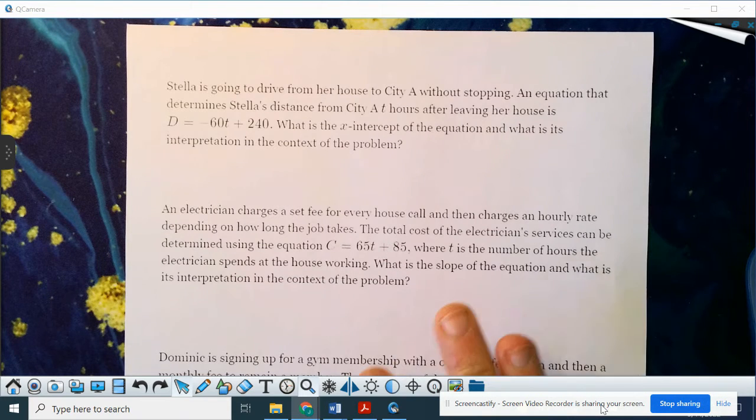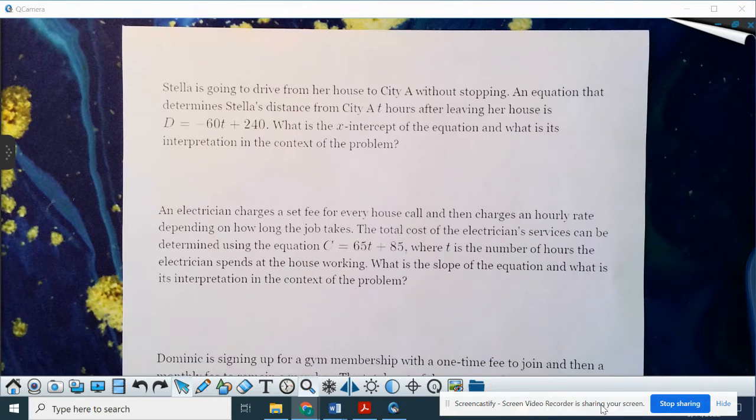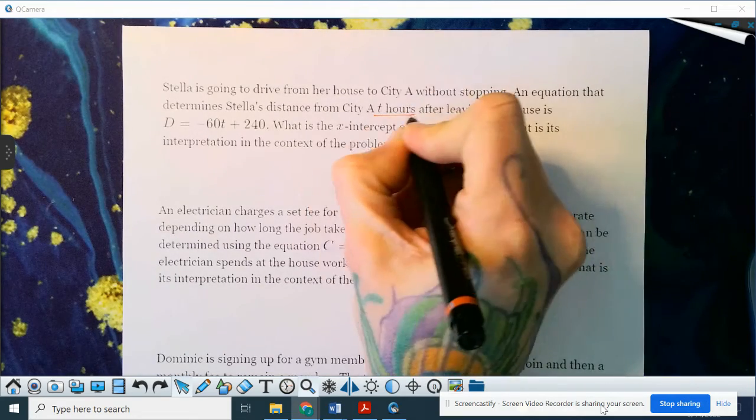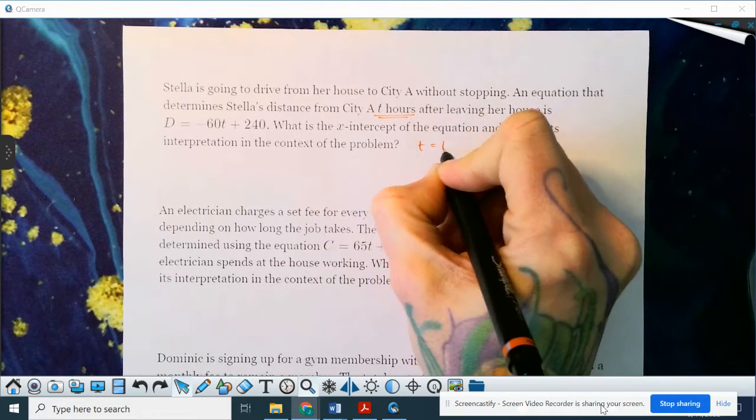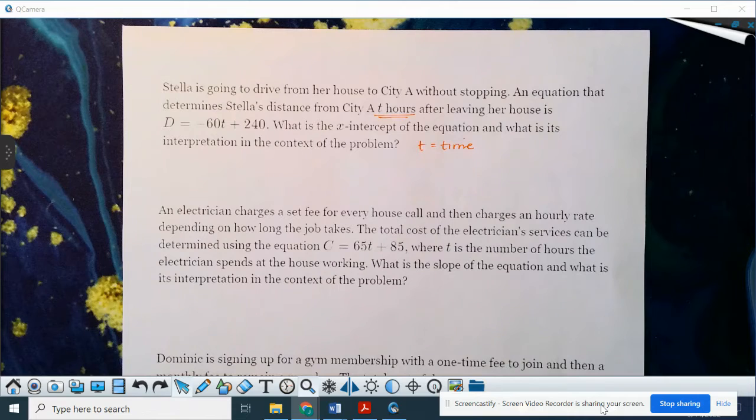All right, guys, Stella's going to drive from her house to city A without stopping. An equation that determines Stella's distance from city A in t hours. So t hours is going to be important. So t is our time after leaving her house: d equals negative 60t plus 240. What is the x-intercept of the equation?